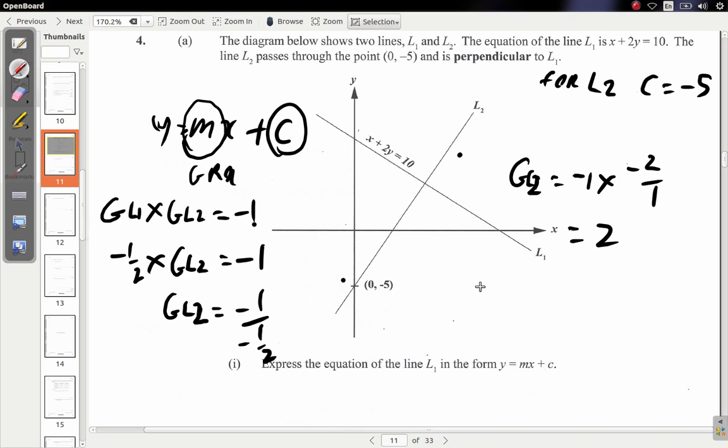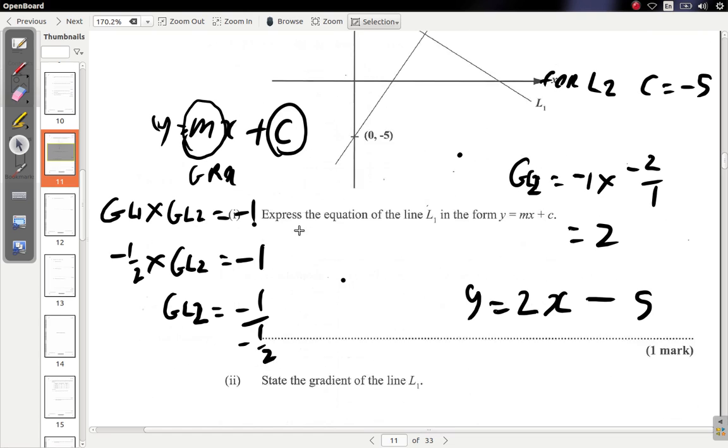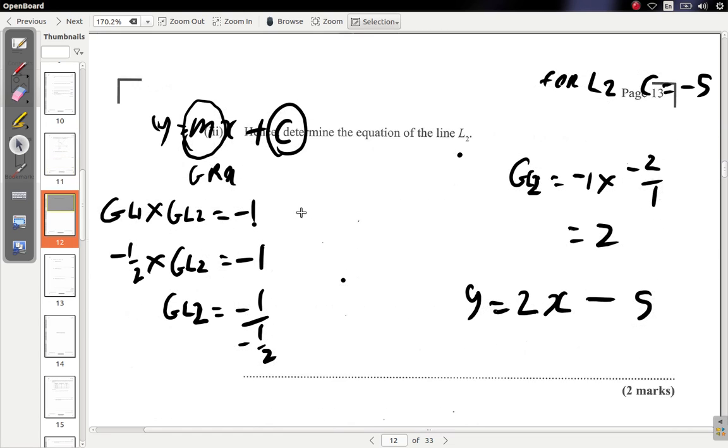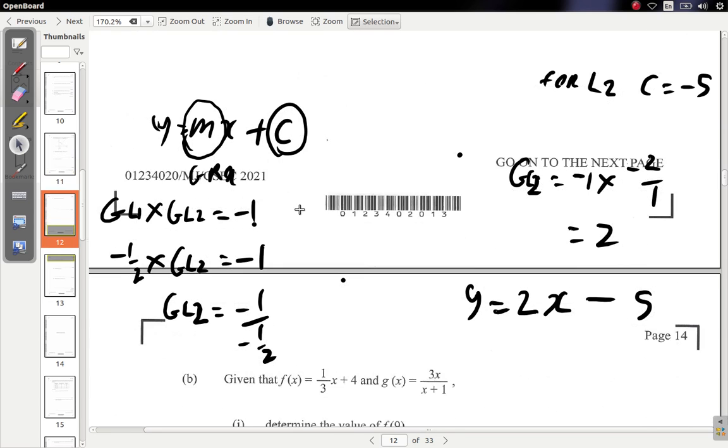So what is the equation? y equals 2x plus -5. But of course you already know, plus -5 means the same thing as -5, so say -5. So that is the equation of the line. Alright, good. Now let's see what goes on here.